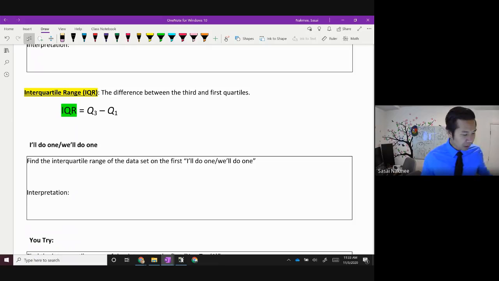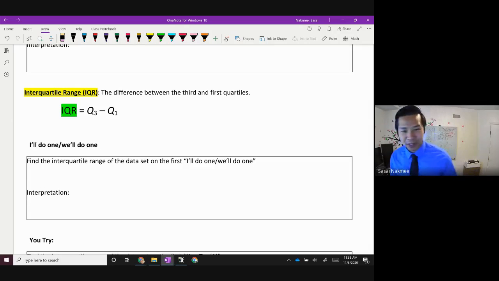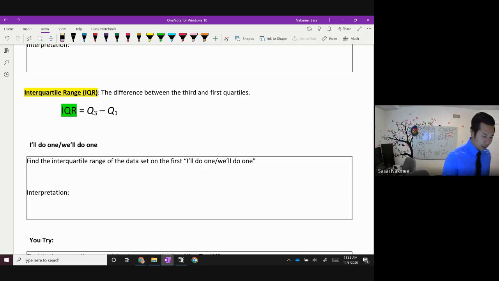So all you have to do to find the interquartile range, or the IQR, is take your Q3 and subtract Q1 from it. And that's it. That's your IQR. Now, why do we even bother finding something this simple? Because we use the IQR to help us identify outliers later on when we work with box and whiskers. I'll show you that when we get to it.